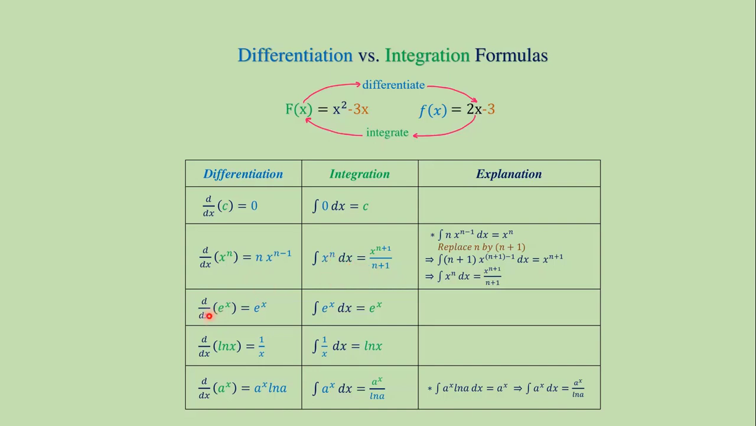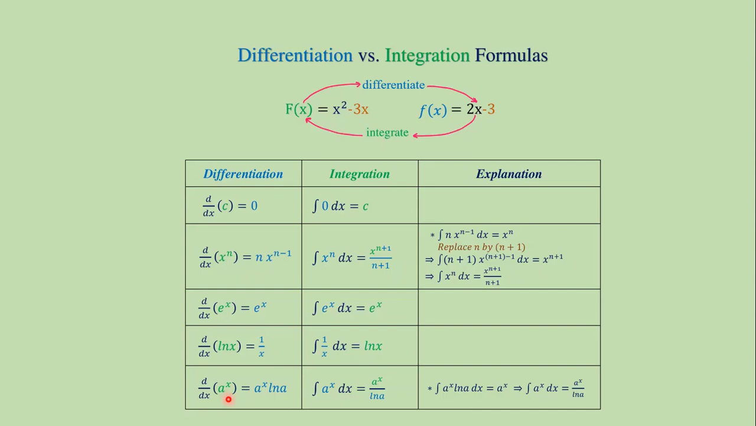Next rule is d/dx of e to the power x equals e to the power x. So, if we integrate e to the power x, then we get back e to the power x. This is straightforward. Next one is d/dx of ln x equals 1 over x. So, if we integrate this one, we get back ln x. So, integration of 1 over x dx equals ln x.